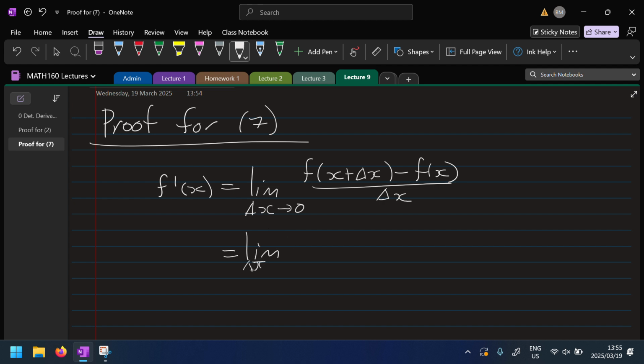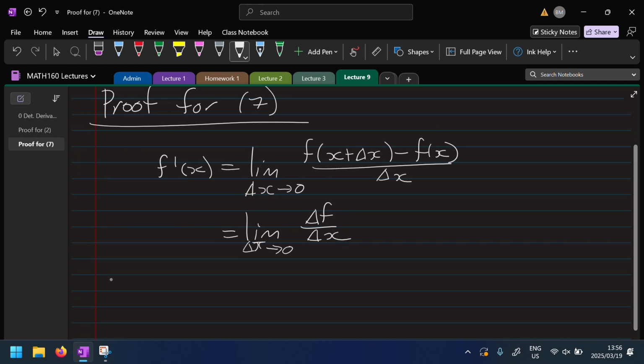So the limit as delta x goes to 0 of delta f over delta x. It's just notation, so don't be too stressed about that. Instead of h going to 0, I'm just calling it delta x at the bottom, and the difference between the function values I call delta f. Everything is the same.